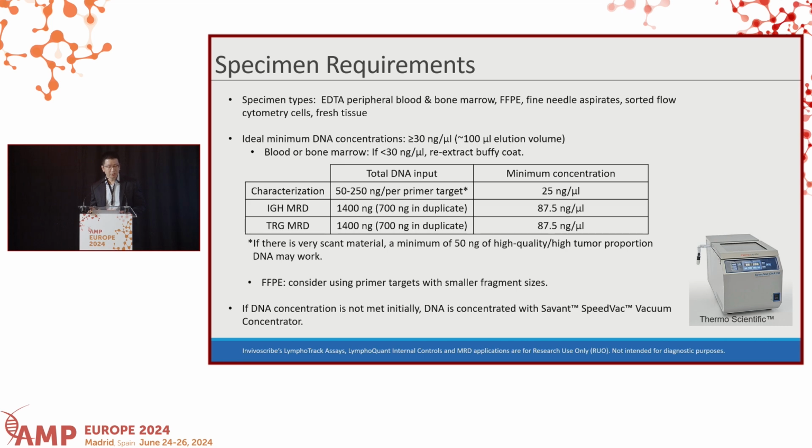For characterization, we use optimally 250 nanograms per primer target. If there is very scant material, a minimum of 50 nanograms of high quality or high tumor proportion DNA may work. When testing MRD samples, we test 700 nanograms in duplicate for a total of 1,400 nanograms. When testing FFPE, the DNA quality is usually fragmented, so consider using primer targets that amplify smaller fragment sizes, especially if your DNA is limited. If the DNA concentration is not met initially, DNA can be concentrated with a SpeedVac vacuum concentrator, and this evaporates the solution that the DNA is suspended in.